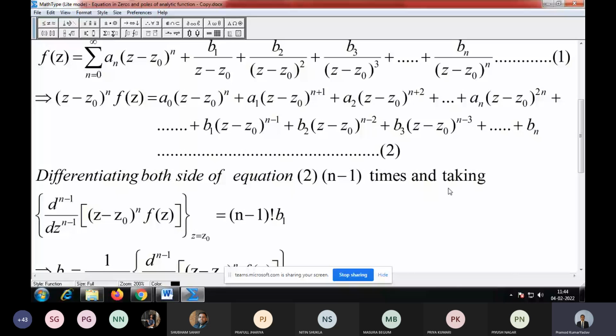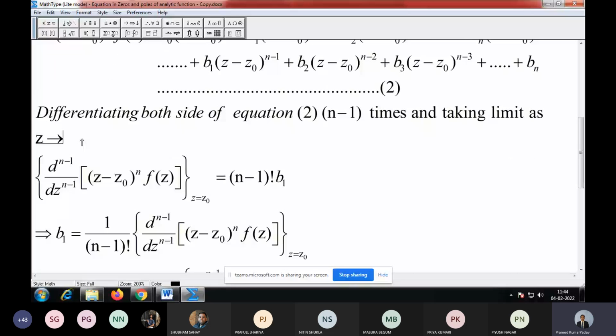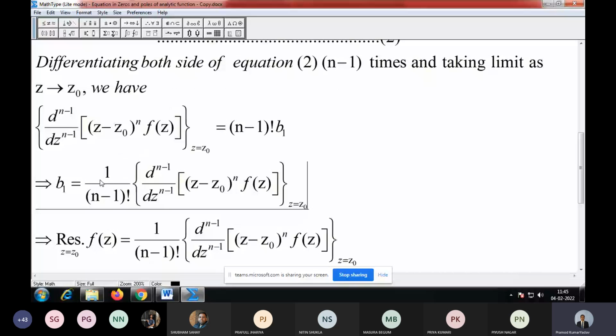Limit as z tends to z0. When we do this procedure, we get this. So thus b1 is 1 upon factorial (n minus 1) times the (n minus 1)th derivative of (z minus z0) to the power n f(z) at z equal to z0. And b1 is nothing but the residue of f(z).